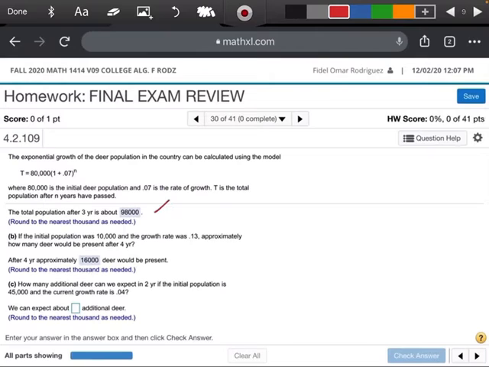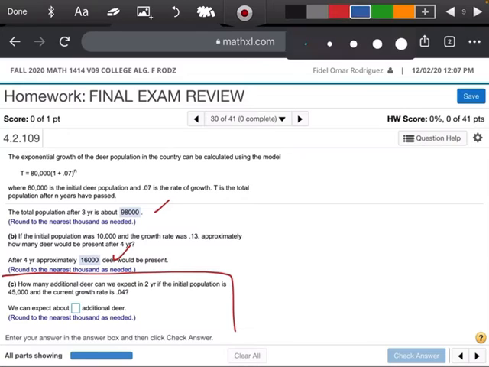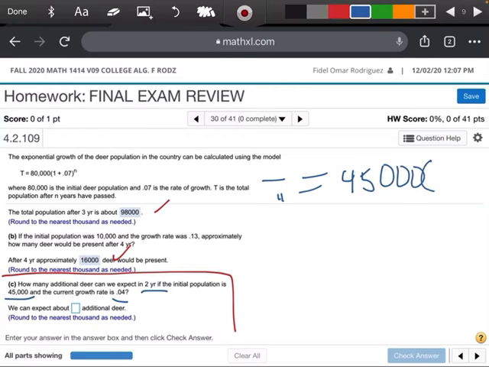Okay, and there is a part C. If you notice, here was part A, here was part B. Now let's do part C. Part C says, how many additional deer can we expect in 2 years if the growth rate is 0.04 and the initial population is 45,000? Alrighty. So 45,000, 1 plus growth rate 0.04, and we're looking for 2 years.